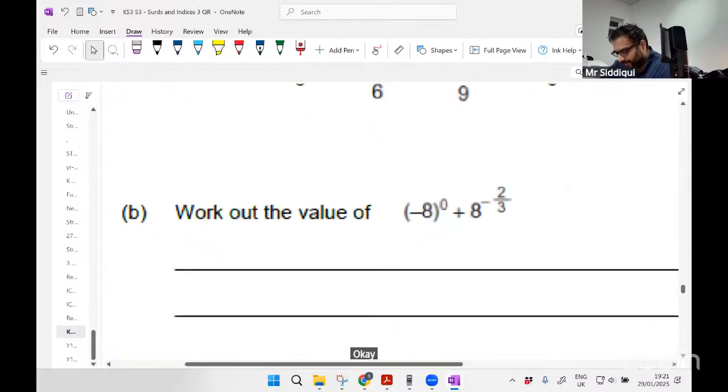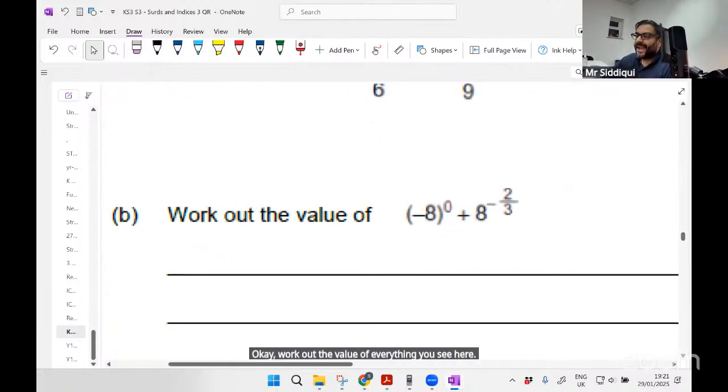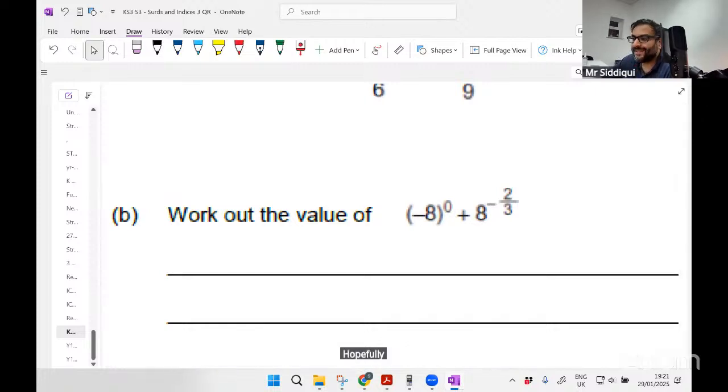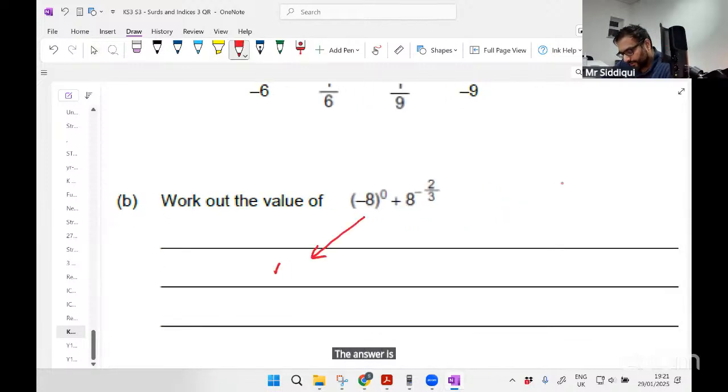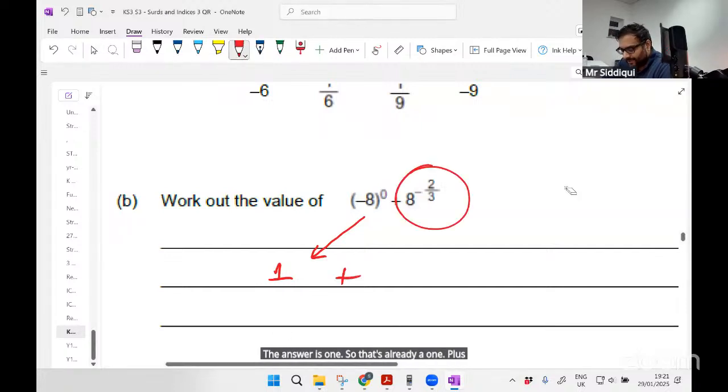Okay, work out the value of everything you see here. Anything to the power 0. Hopefully you were explained. For anything at all to the power 0, the answer is 1. So that's already a 1. Plus, this is now a little bit complicated, I admit.